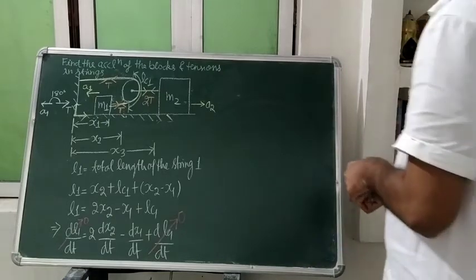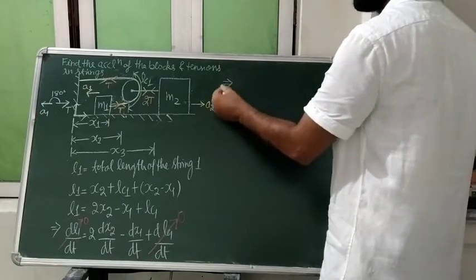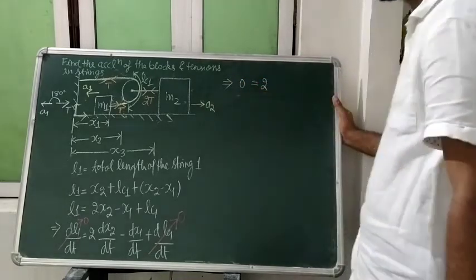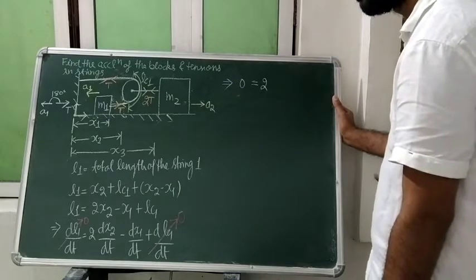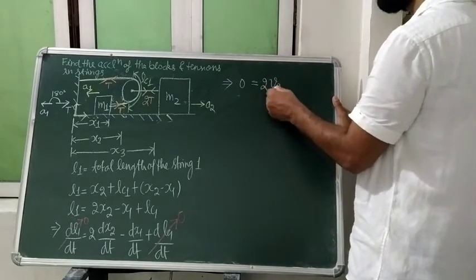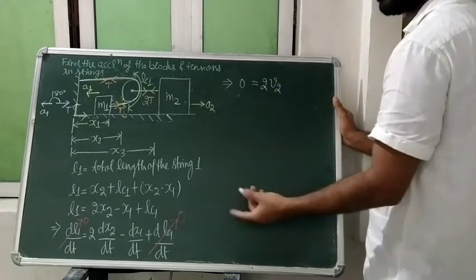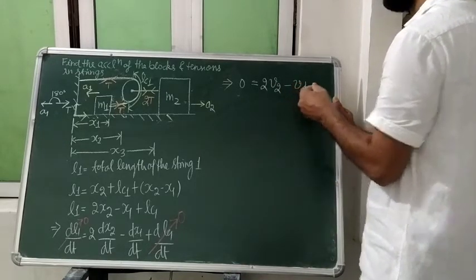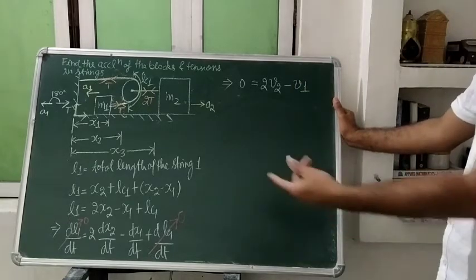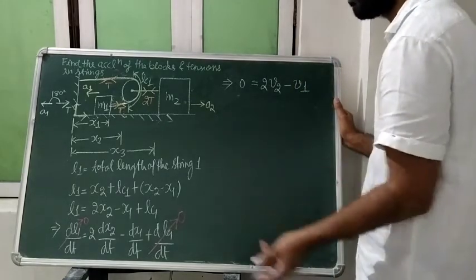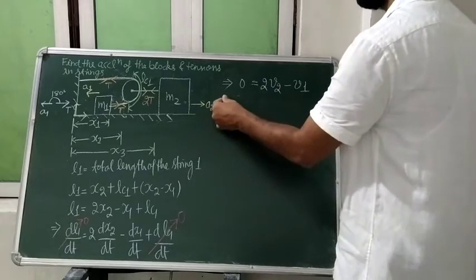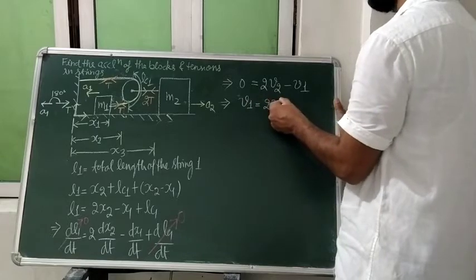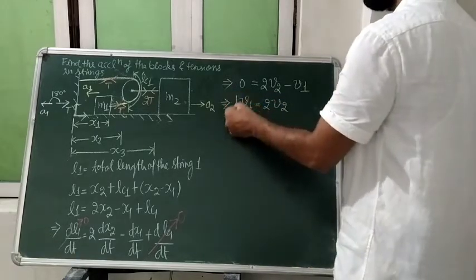So from here we will get 0 equals twice of dx2 upon dt minus dx1 upon dt. Here dx2 upon dt is v2 and dx1 upon dt is velocity v1, because change in length upon change in time is velocity only. So from here what will we get, students? v1 will be equal to twice of v2, isn't it?